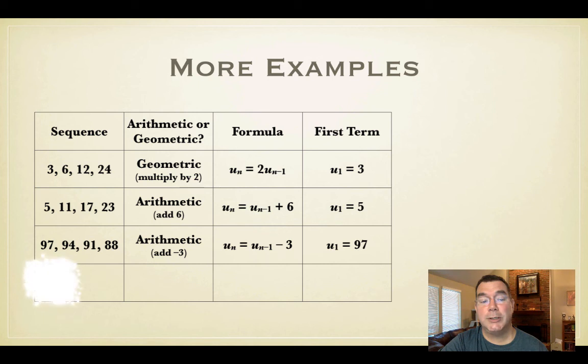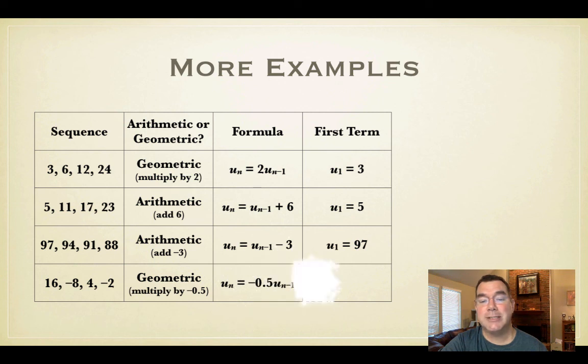And then the last one, 16, -8, 4, -2. I need to figure out whether it's geometric or arithmetic. It looks like I am dividing by -2 or multiplying by -1/2, however you want to think about it. Either way, that makes it geometric. So each term is -0.5 times the previous term. So that's how I would write that, and the first term is 16.